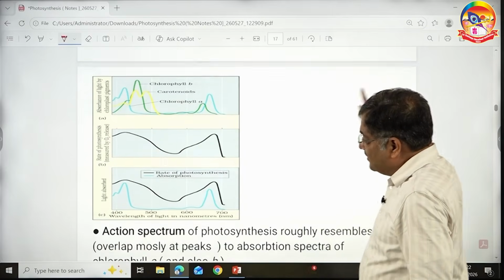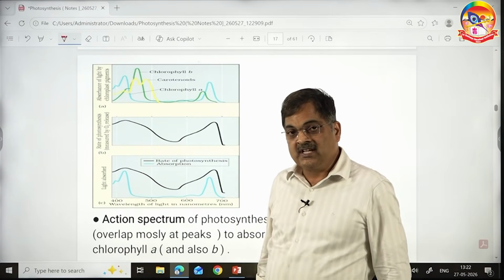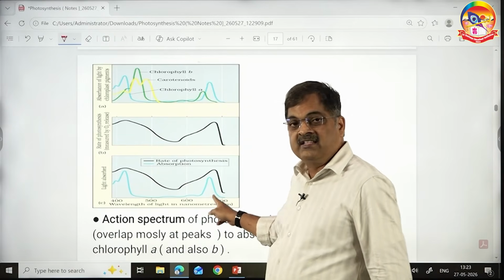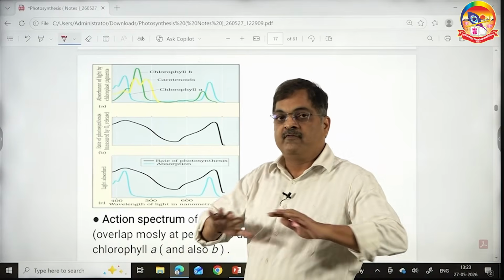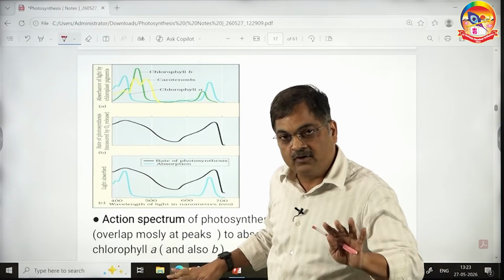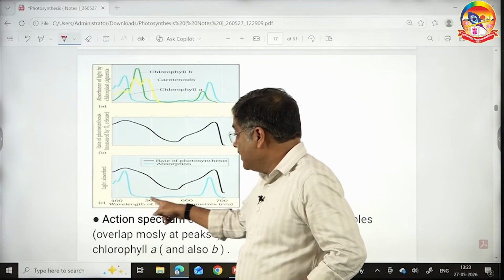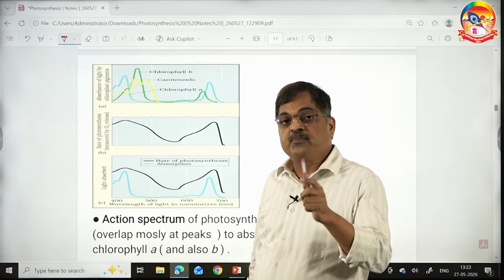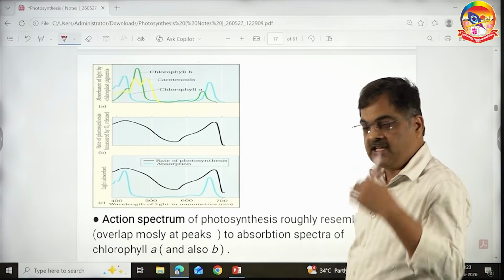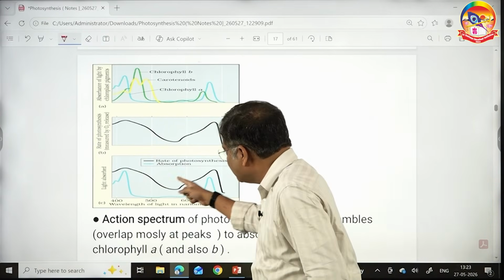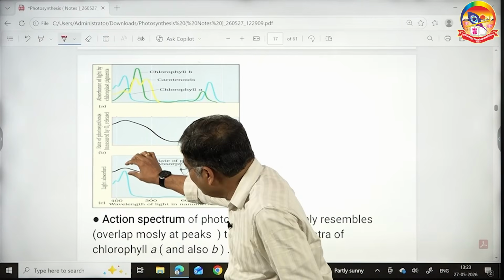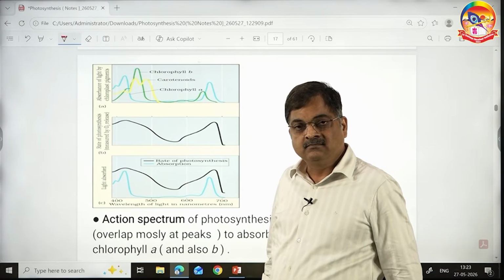Then, this is a very interesting graph. Did you observe that in your textbook, children? Yes. Now observe here. The black colored one is the action spectrum, which is the contribution of all the pigments. You should not say action spectrum of chlorophyll A. There is nothing like action spectrum of chlorophyll A, understand? And this blue colored one is the absorption spectrum of chlorophyll A. What did you observe? I'll tell you three things. One, action spectrum and absorption spectrum of chlorophyll A are overlapping at the peaks.